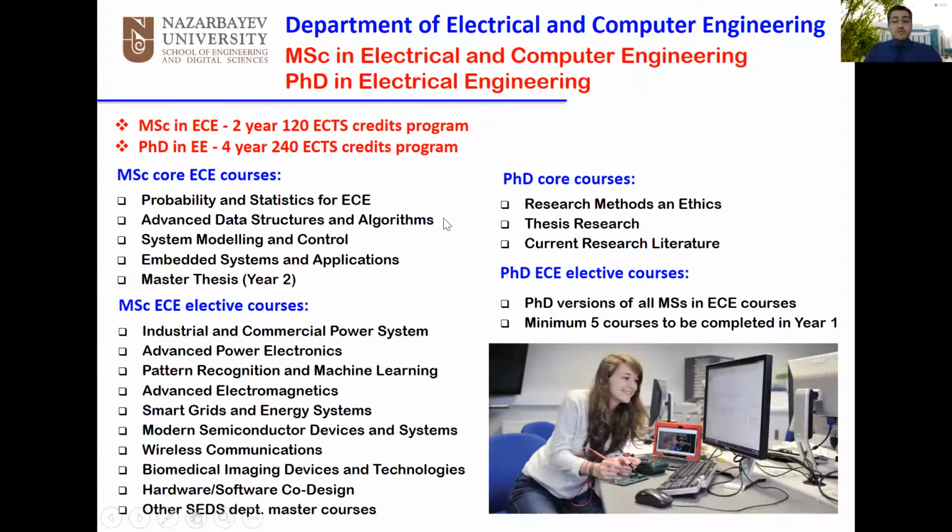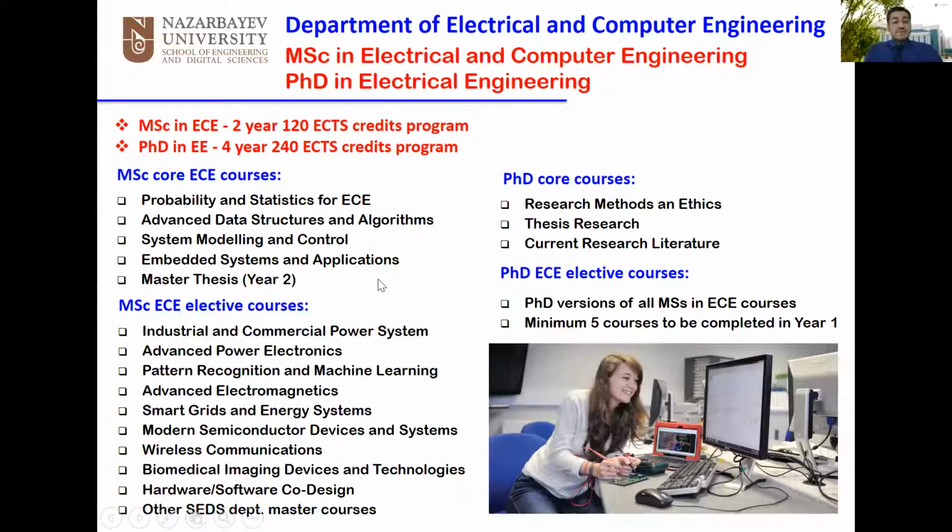So moving forward, talking about the MSc in electrical and computer engineering, and of course, the PhD program. I have to tell you that our MSc program is a 2 years program, and our PhD program is 4 years program. So for MSc, you need to pass 120 credits, and for PhD, you need to pass 240 credits. But when we say 240 credits, not all the credits are related to the courses, because when you get a PhD thesis, it will count a huge amount of the credits for you.